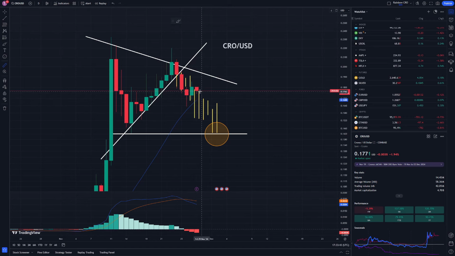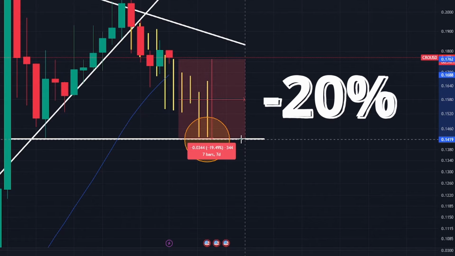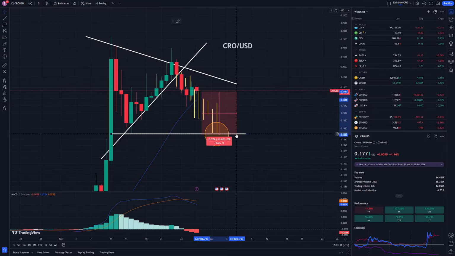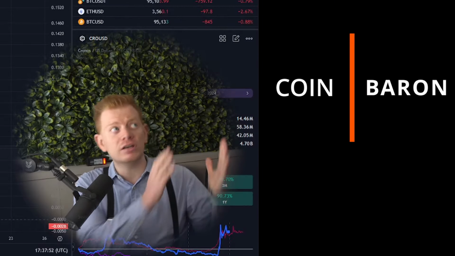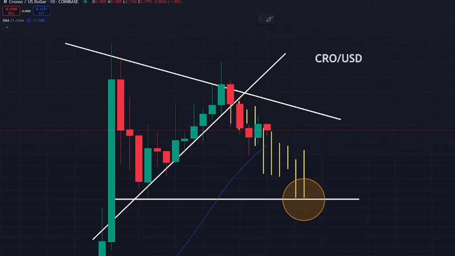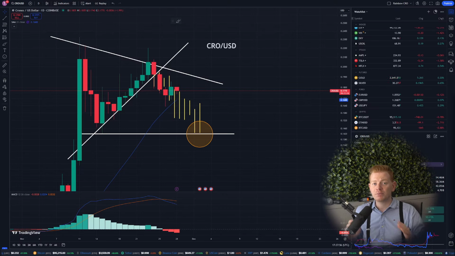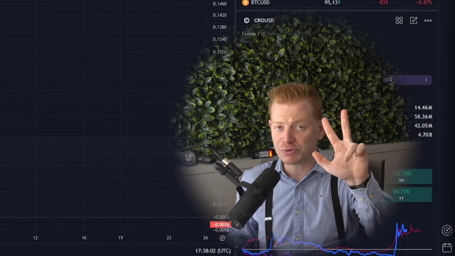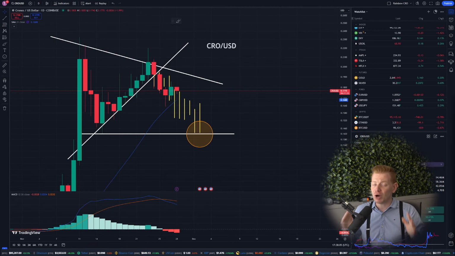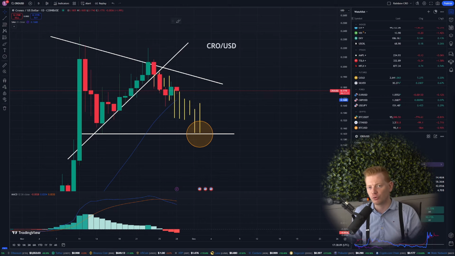What if I told you that CRO could drop 20% in the upcoming days? Are you prepared? Well, if not, I would say let's strap in and let's find out. Ladies and gentlemen, I'm the one and only Coin Baron, and today I want to take a look at the CRO chart because honestly I am short-term bearish on the CRO token. So today I want to show you 3 reasons on the charts why I think we might be going down in the short term to about that 14 cent levels for CRO.